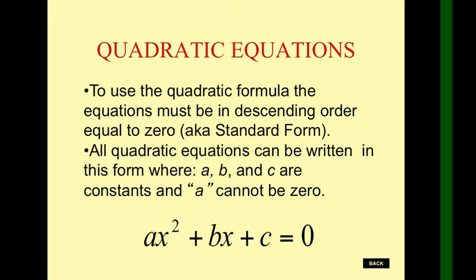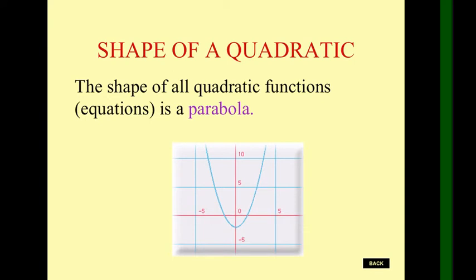Quadratic equations: to use the quadratic formula, the equation must be in descending order and equal to 0, also known as the standard form. All quadratic equations can be written in this form where a, b, and c are constants and a cannot be 0. So ax squared plus bx plus c is equal to 0 is the standard form of the quadratic equation.